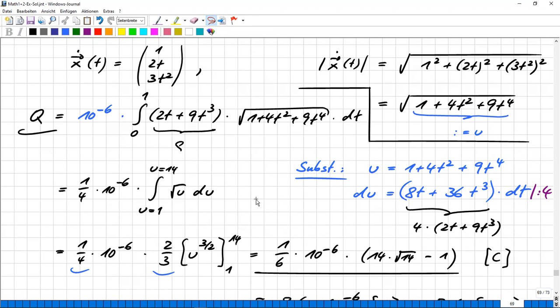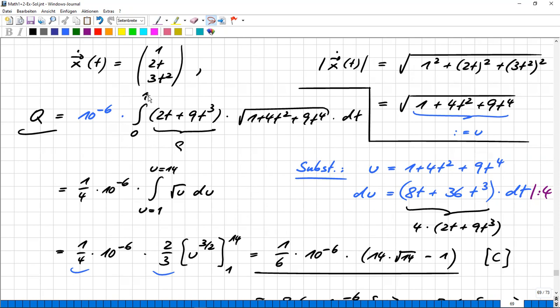And we got rid of this whole nesting, and it's easy to solve now. But please don't forget to also replace the limits, which are, as you know, t values, and now expressing them by u. How do you do this? It's simple. You just insert these t values into your substitution. So if t equals 0, I just insert here, then u equals 1 plus 4 times 0 squared plus 9 times 0 to the power 4. So 1 remains. 1 for the variable u.